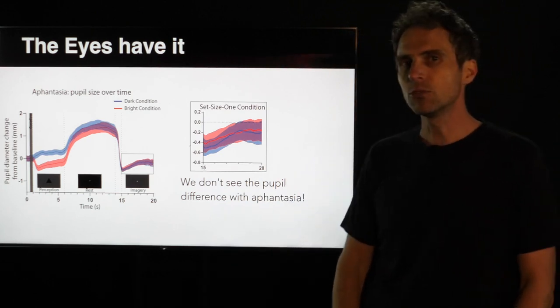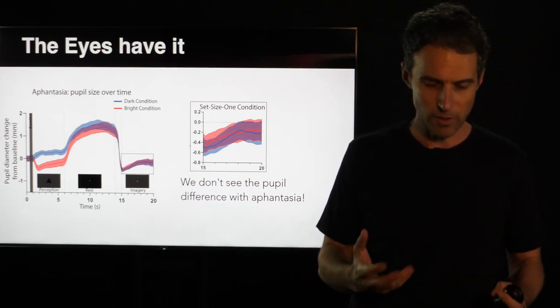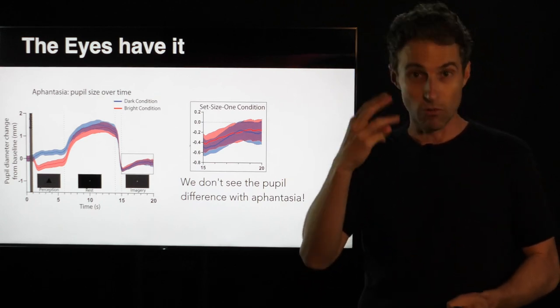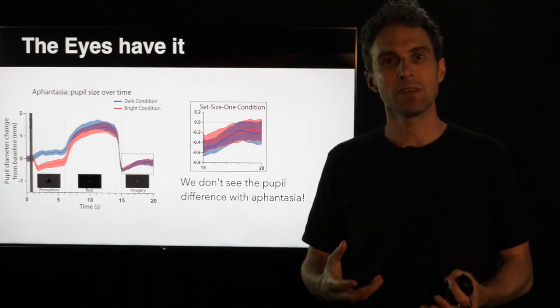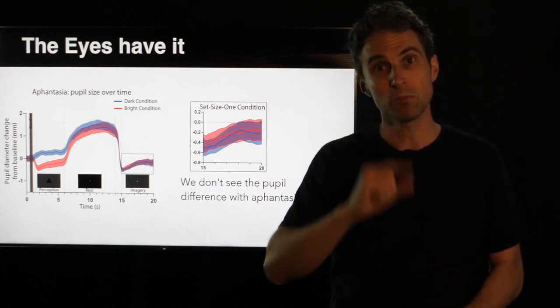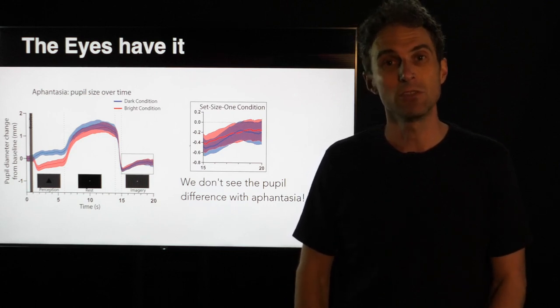Right? So it's pretty cool stuff. I think this is the first sign that we have this objective, or third, method to objectively quantify and measure aphantasia using your eye response to bright and dark imagery or imagery attempts.